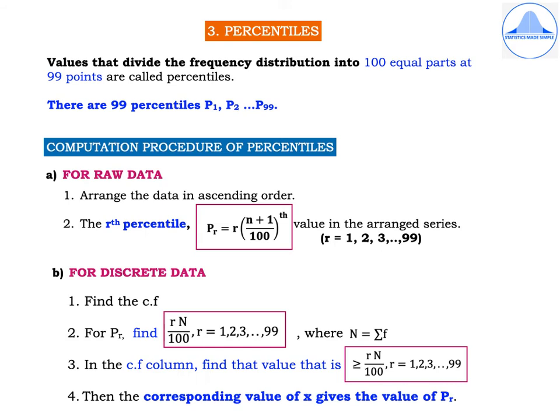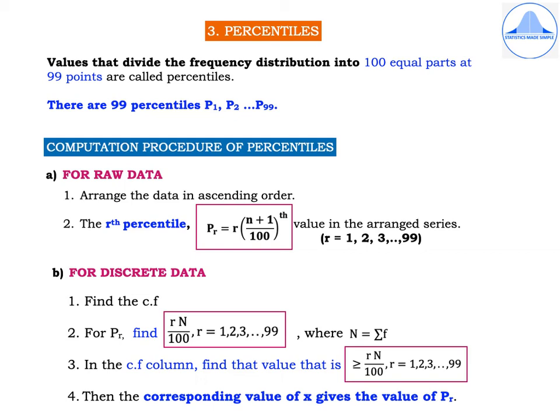First, for raw data, the step is to arrange the data in ascending order. Then the rth percentile Pr is equal to r into (n plus 1) by 100th value in the arranged series, where r takes the values 1, 2, 3 up to 99, and again depending on which percentile is asked in the question, substitute the appropriate value of r in the formula.